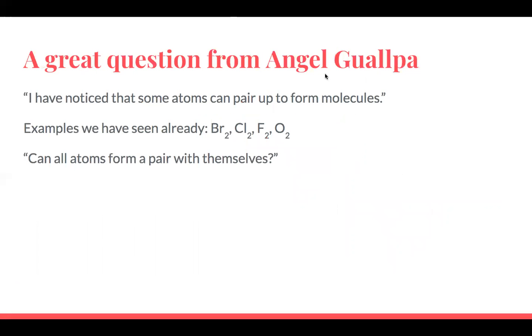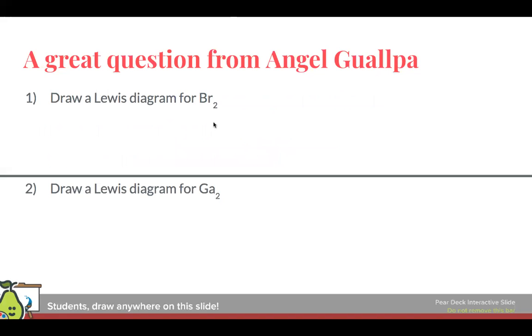I want to give a shout out to Angel Guallpa with a really great question. He DM'd me this question because we were working on some stuff, and he really just blew me away with this. So he said, and I'm paraphrasing here, I've noticed that some atoms can pair up to form molecules, and examples that we've seen already are Br2, Cl2, F2, O2. And he asks, can all atoms pair with themselves? That's something that I propose back to you because I think it's a great question. This is not something that I was actually planning on teaching, but Angel got a good question, and I want to teach it.